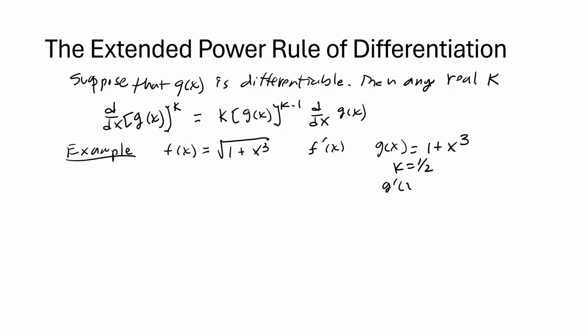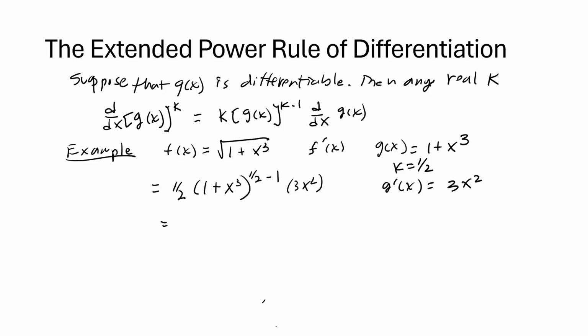and g prime of x, the derivative of g of x, is just going to be, the 1 goes away, so it's 3x squared using our power rule. Now, substituting that back into the original equation, so the k goes out front, which is going to be a 1/2. Now we take g of x raised to the k minus 1 power. So g of x, 1 plus x cubed to the 1/2 minus 1 power. And then we've got the 3x squared term out there.